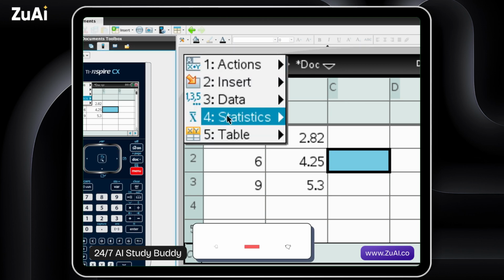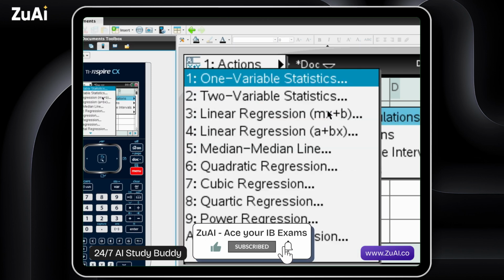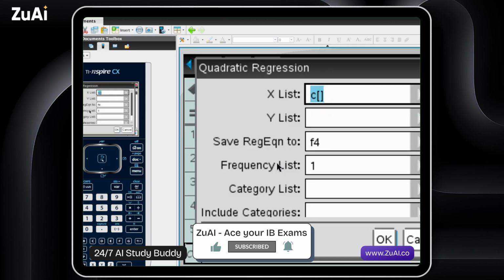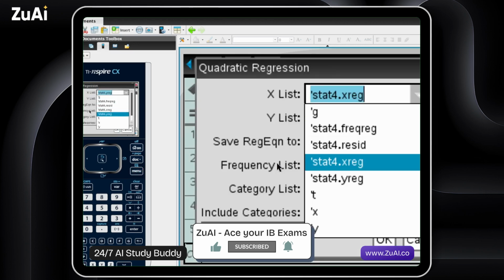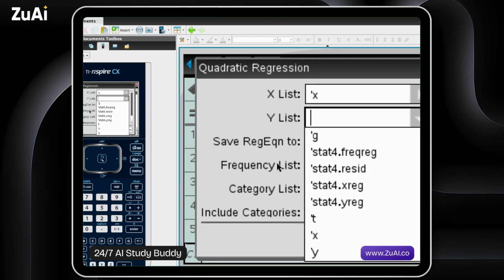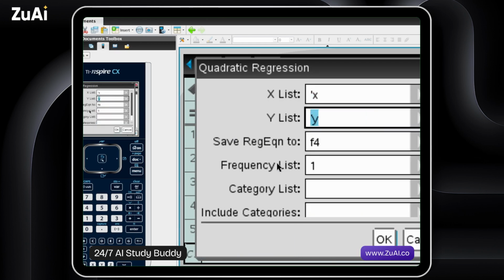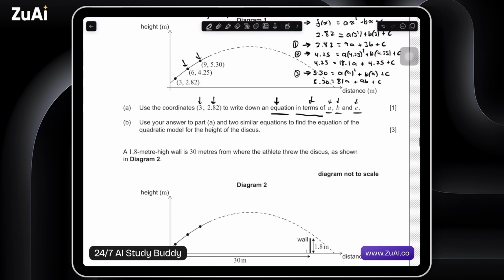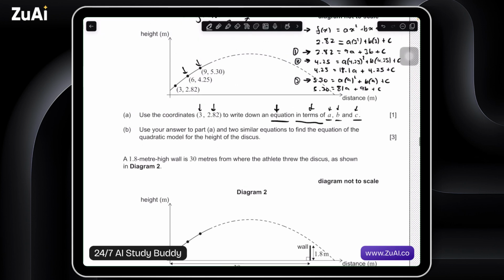Let's go statistics, stat calculations. Just like we did linear regression in the past, here we've got a quadratic. Our x's are in our x, our y's are in our y's, and there it is, A, B, and C. This is our quadratic. So I'm going to write this down. Where can we write it? To find the equation of the quadratic model for the height, I'll write it here.